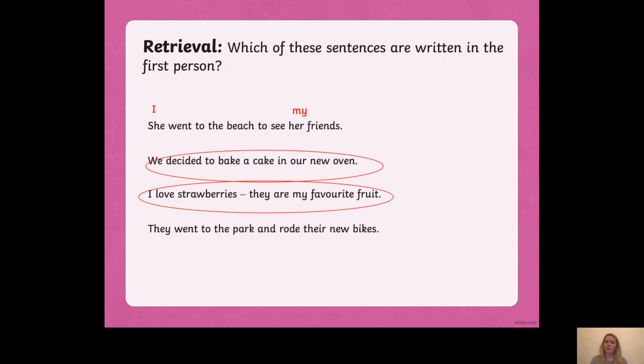Now let's check the last one. They went to the park and rode their new bikes. Now, in this one, am I part of the group that is being referred to as they? Well, no, I'm not, am I? I'm talking about another group that I'm not part of. So therefore, that is not in the first person. But how could I change it to the first person? Well, what pronoun can we use to make it so I am part of the group? Yes, we can use the pronoun we. We went to the park and rode their new bikes. No, not their new bikes. We can say our new bikes. We went to the park and rode our new bikes.